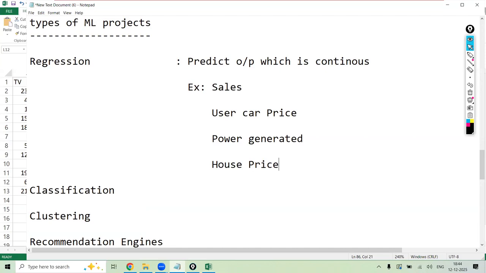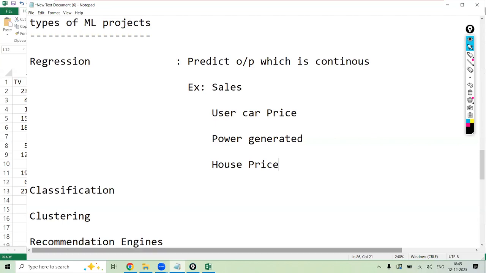What is a regression project? You are predicting the output which is continuous. Meaning in the given data set, is output available or not available? The given data consists of an output variable, and that output variable is continuous.